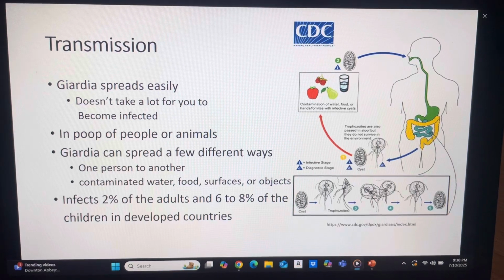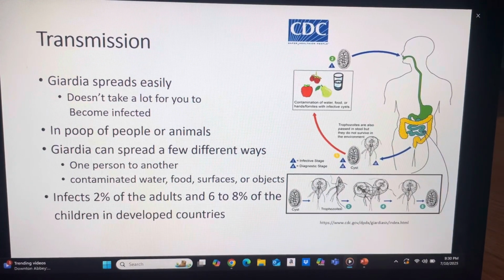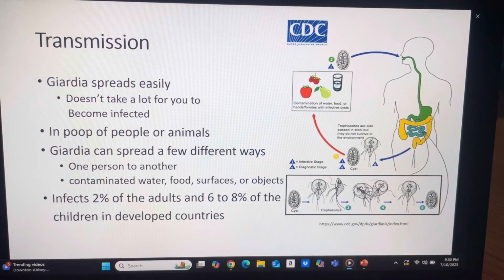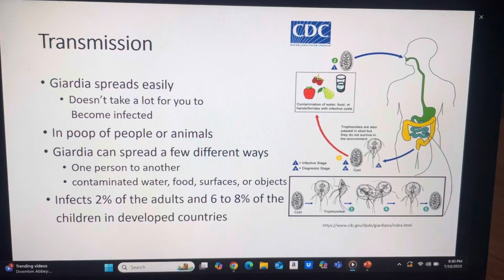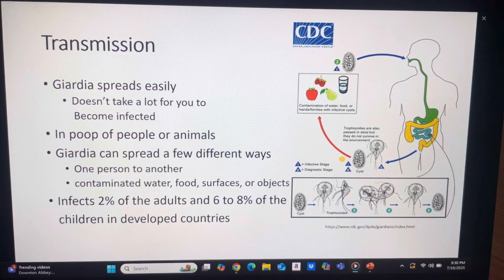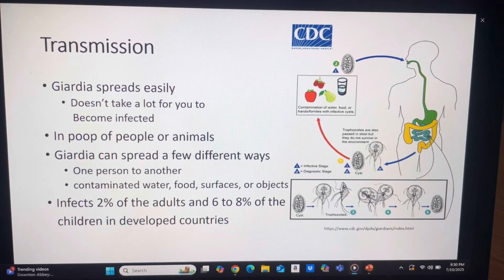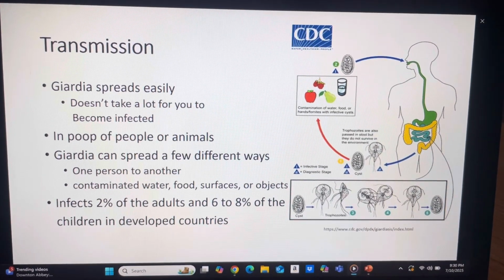And then here you can see this diagram. You swallow the cyst, it travels through your digestive system into your intestine. That's where the trophozoites are released. Then they can replicate, and then eventually the trophozoites move back into cyst form, and then that's when they are passed.